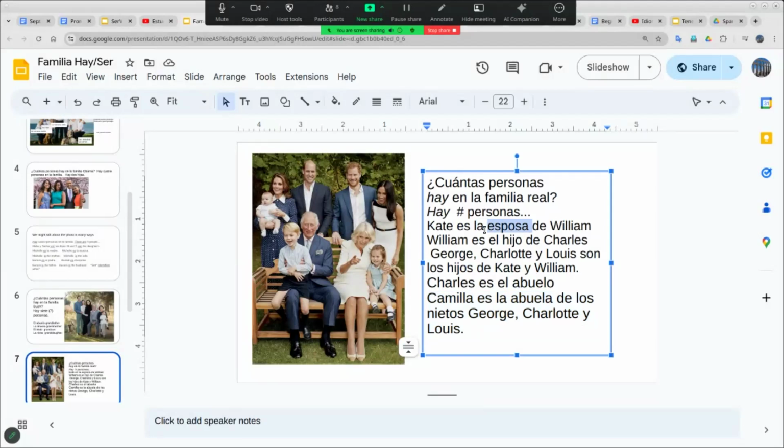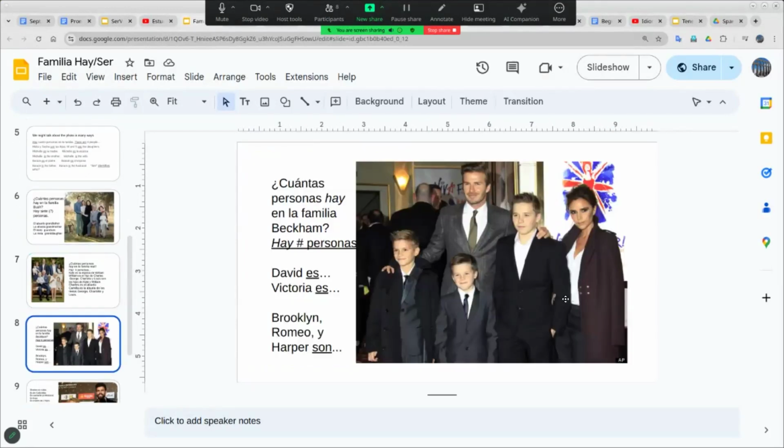Bueno, esposa, wife. Esposo with an O on the end, husband, right? Hijo, son. Hija with an A on the end, daughter. Yeah, see? Hijos, kids, all of them, children, boys and girls, mixed, right? If you see it in the feminine form, hijas with an AS, it has to be only female daughters. Yeah, can't be any boys in the group. Hijos, see? Abuelo, grandpa. Abuela, grandmother. Nietos, grandkids. Okay? Vale. Bien. Let's look at somebody else.